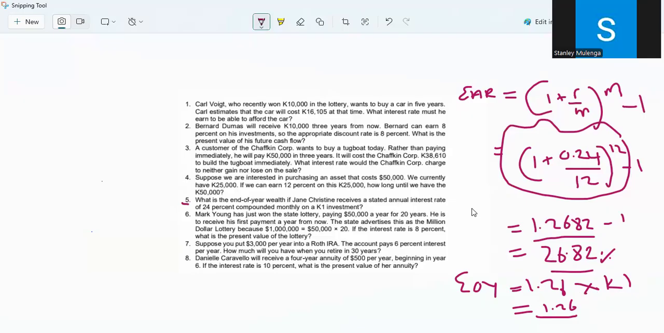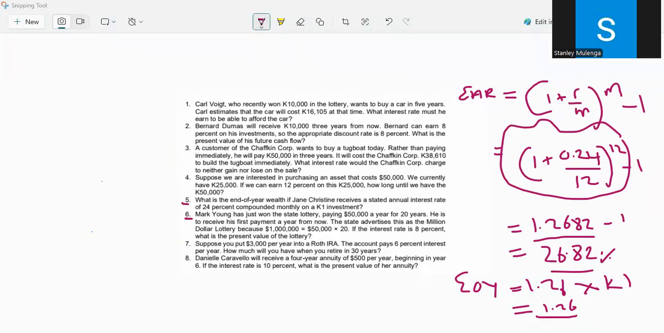All right. Question number 6, ladies. Mark Hyang just won a state lottery paying 50,000 for 20 years. He will receive the first year payment 1 year from now. The state advertises this as a $1 million lottery because 1 million is equal to 50 times 20. If the interest rate is 8%, what is the present value of the lottery?